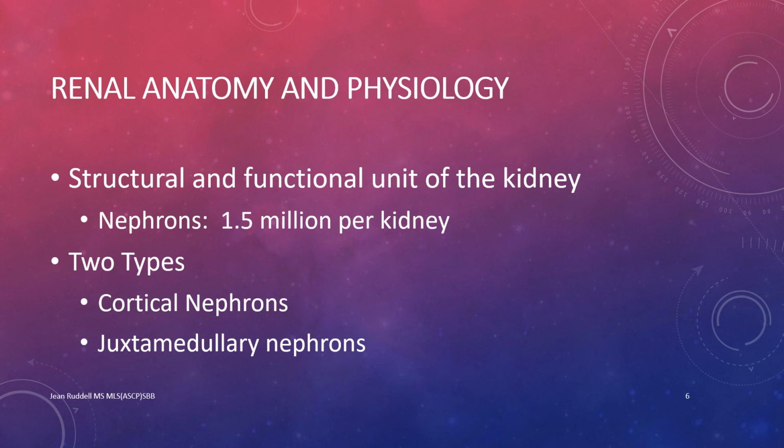Renal anatomy and physiology. The structural and functional unit of the kidney is the nephron. Each kidney has more than 1.5 million nephrons. There are two types of nephrons, the cortical and juxtamedullary nephrons.